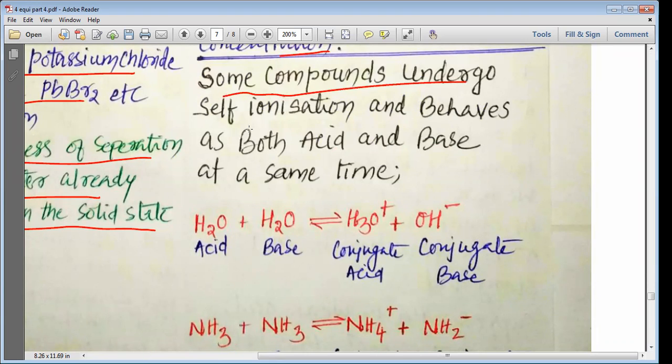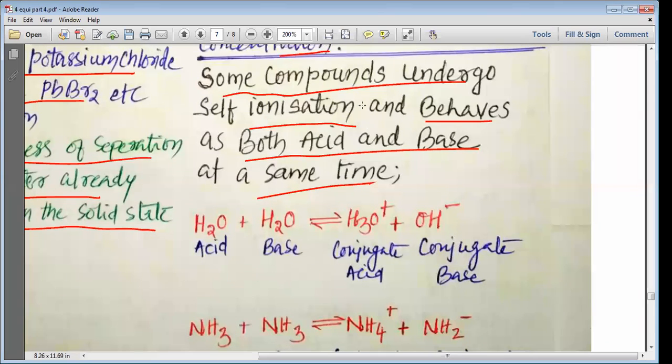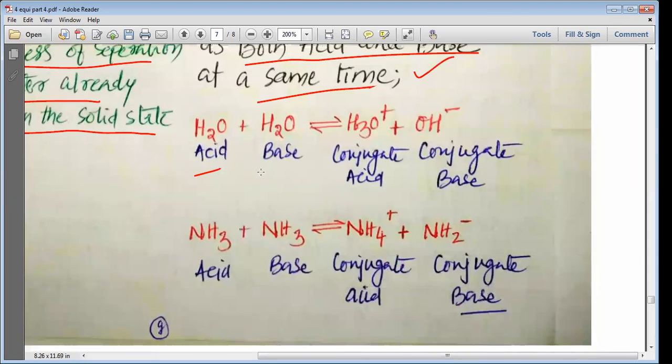Some compounds undergo self-ionization and behave as both acid and base at the same time. So let us study about them. You can see that with water and water, one water molecule behaves as an acid, another water molecule behaves as a base, and thus we get the conjugate acid H3O plus and the conjugate base OH minus. This is how we understand the self-ionization of water.